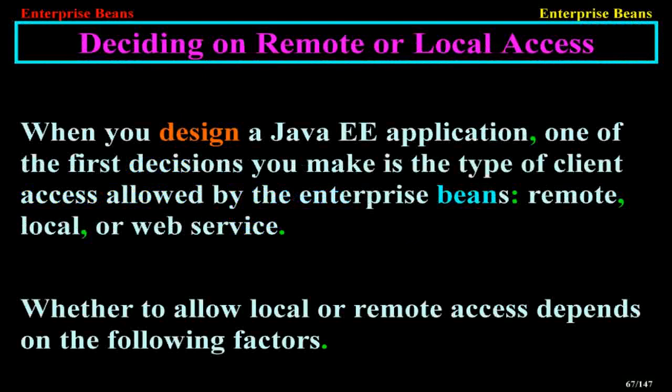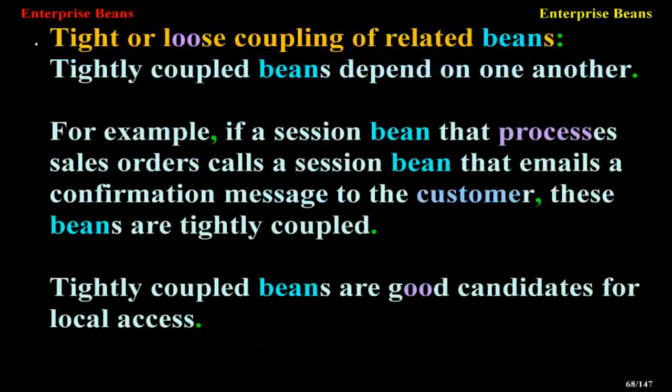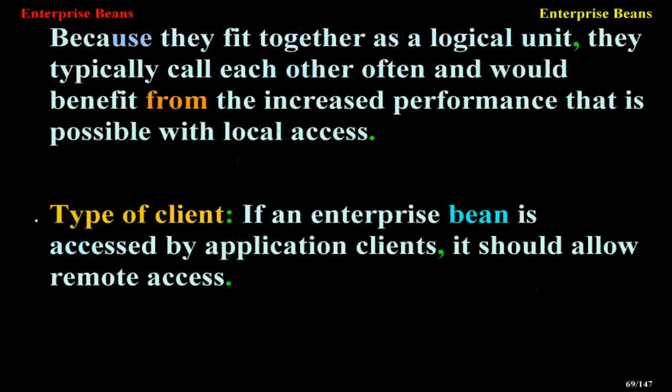When you design a Java EE application, one of the first decisions you make is the type of client access allowed by the enterprise beans: remote, local, or web service. Whether to allow local or remote access depends on the following factors. Tight or loose coupling of related beans. Tightly coupled beans depend on one another. For example, if a session bean that processes sales orders calls a session bean that emails a confirmation message to the customer, these beans are tightly coupled. Tightly coupled beans are good candidates for local access. Because they fit together as a logical unit, they typically call each other often and would benefit from the increased performance that is possible with local access.